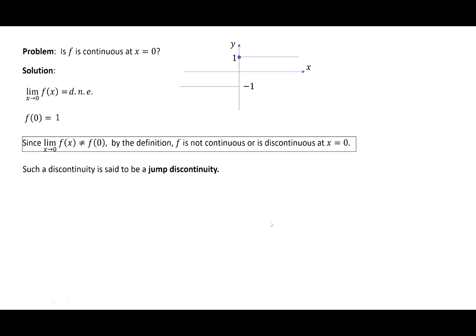Cool? All right. Then there are other definitions. A function f is continuous from the right at x equals a if the limit of f of x as x approaches a from the right is equal to f of a.